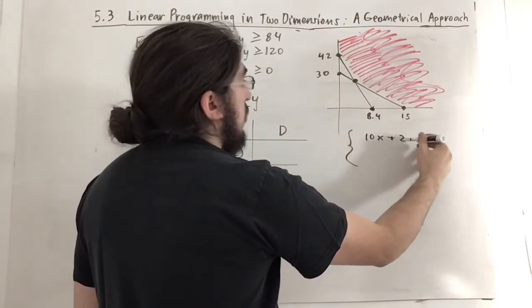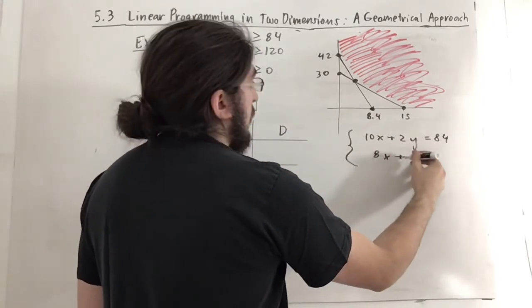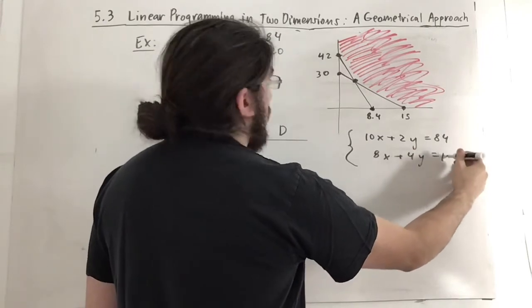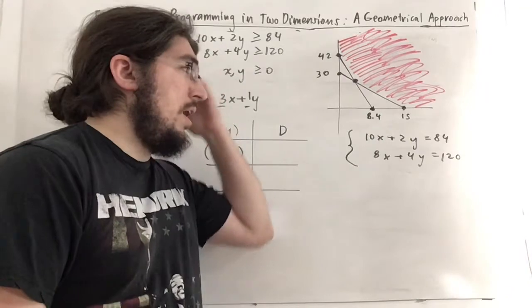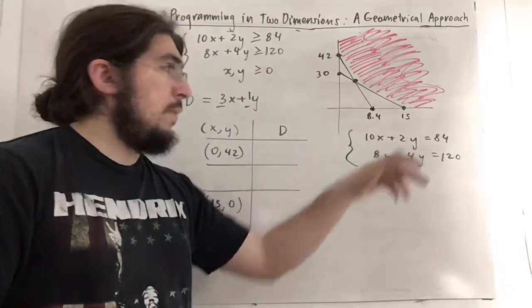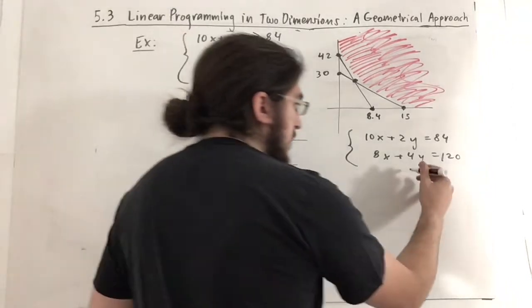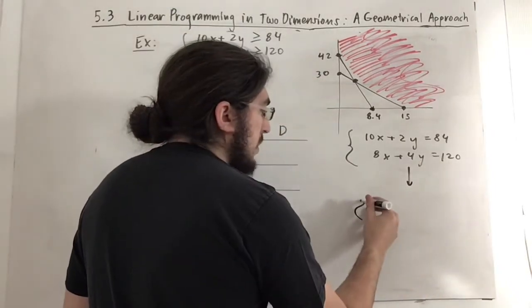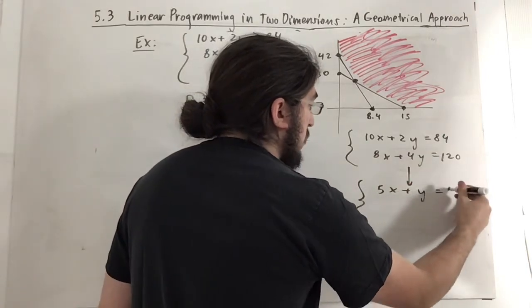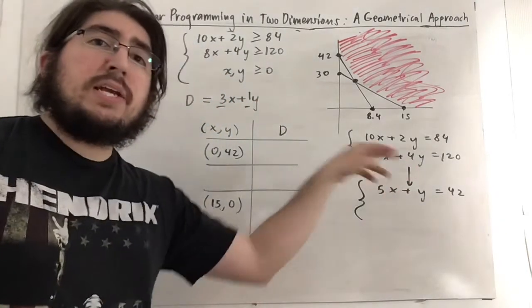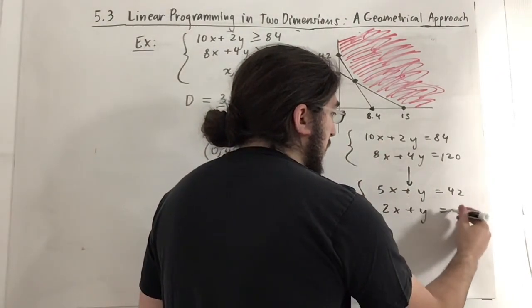10x plus 2y is equal to 84. 8x plus 4y is equal to 120. And you know what? Here's what I'm going to do. I'm going to divide through by 2 in the first one and by 4 in the second one, just to clear things up a bit. So the first one divided by 2, you can divide every term by 2. You get 5x plus y is equal to 42. Dividing the second equation every term by 4 gives us 2x plus y is equal to 30.